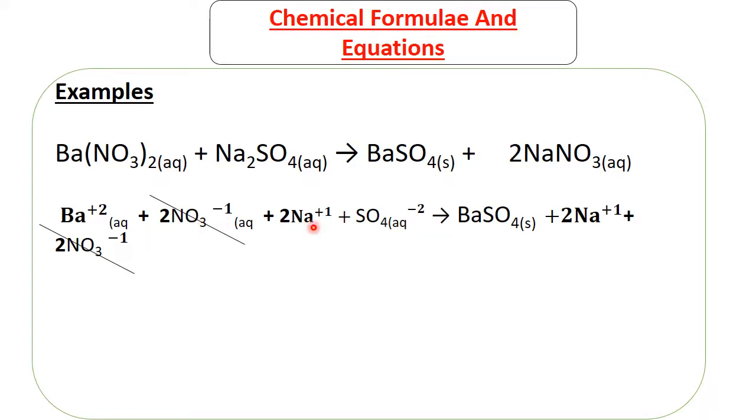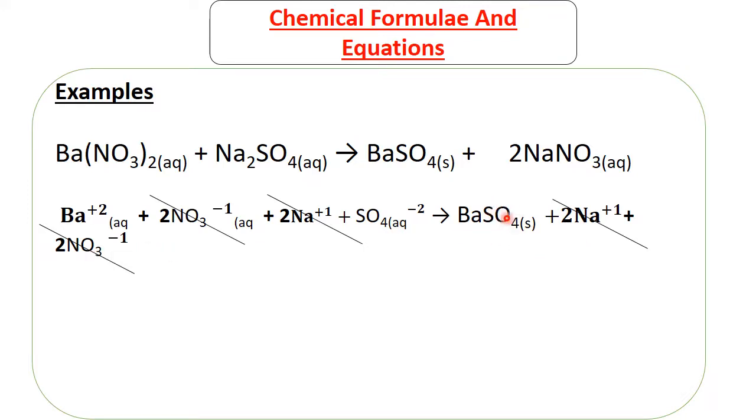We go to sodium. There are 2 sodium ions here, and here there are 2 sodium ions. So these have to be cancelled. So this will go and this will go. What about sulfate? We have 1 sulfate here. Do we have another sulfate here? If we look, there is no sulfate.